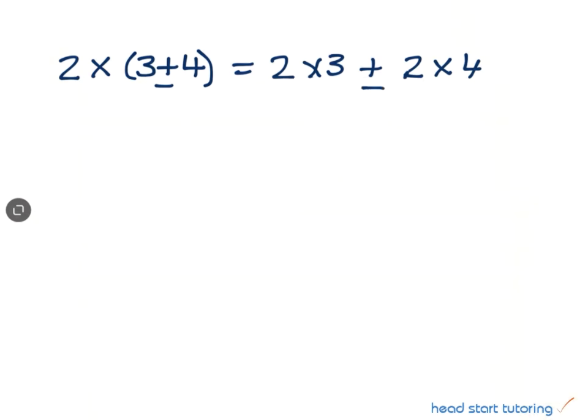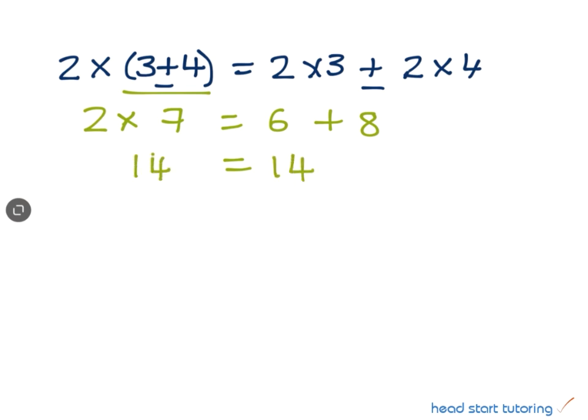So if we have a look at our left-hand side, 2 multiplied by our brackets, because BODMAS tells us that we must do our brackets first, 3 plus 4 is equal to 7. And let's see if that is equal to 2 times 3, 6, plus 2 times 4 is 8. So 2 multiplied by 7 is 14, and 6 plus 8 is also equal to 14. So we can see that the distributive law, the distributive property, does apply when we are adding.